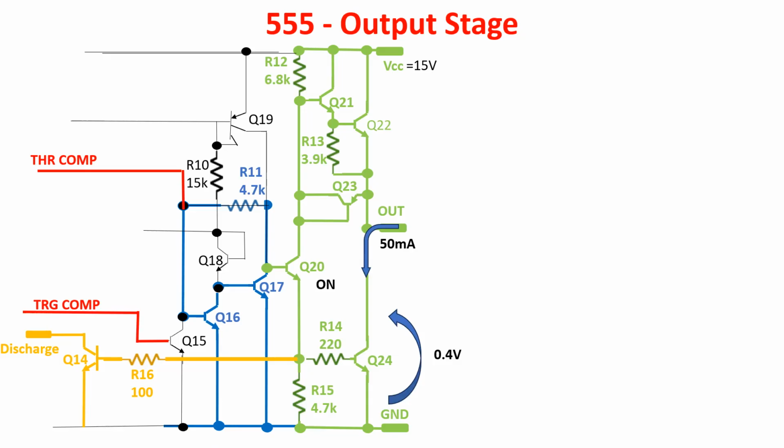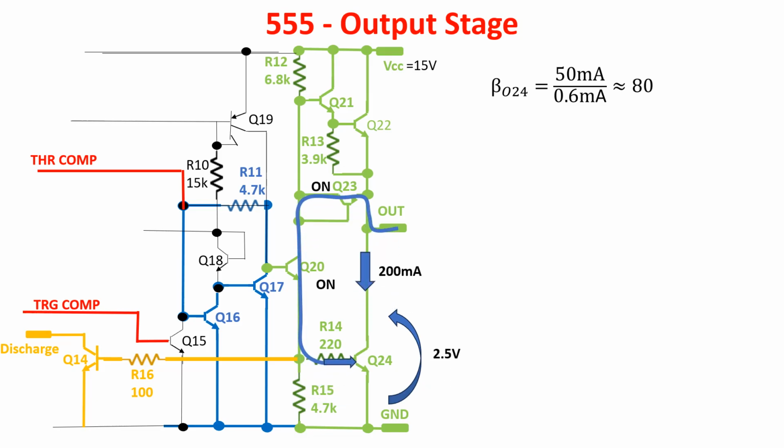From the datasheet, we see the output voltage drop with 50 mA is 0.4 volts, so Q24 is not in saturation and we get the beta of this transistor, recalling the base current of Q24 is around 0.6 mA. If we need more current, the output voltage raises reaching on Q23, which provides more current to the base of Q24, making the collector current raising up to 200 mA. If the collector current decreases around 10 mA, Q24 enters in saturation region.